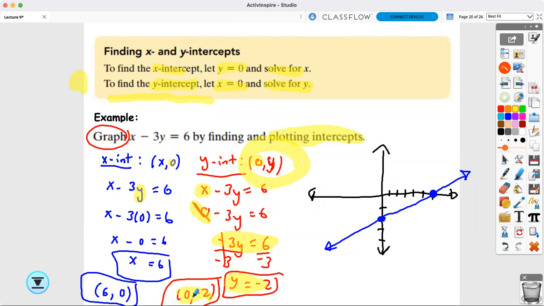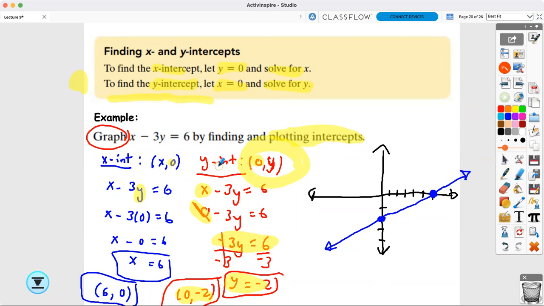-2. There you go, right here. You see that? So what we're doing is just plugging in, substituting for whatever y or x equals. All that we do is plug in 0 for something, depending on what we're looking for, right?